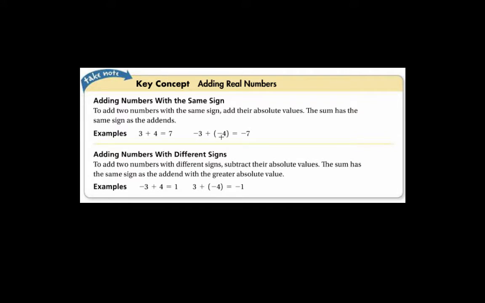The absolute value of negative 4 is 4. 3 plus 4 is 7, but both addends are negative, so we'll put our answer as negative 7.